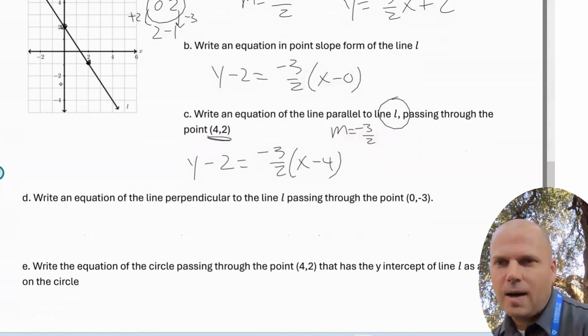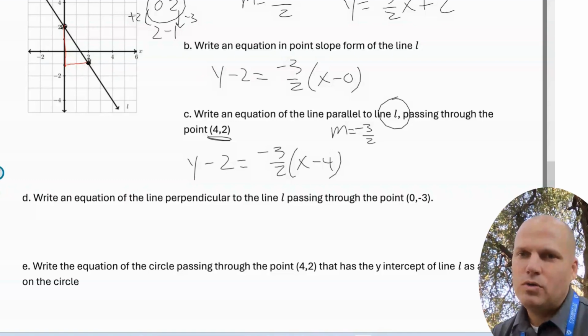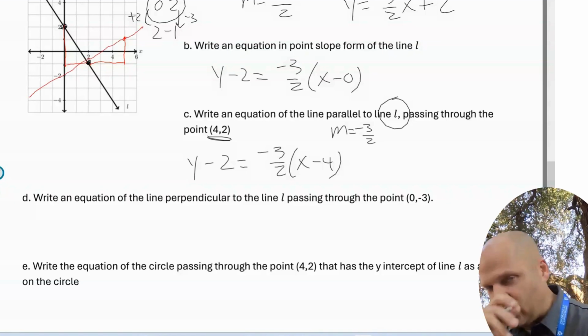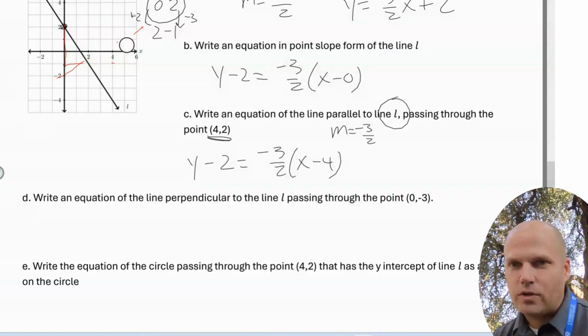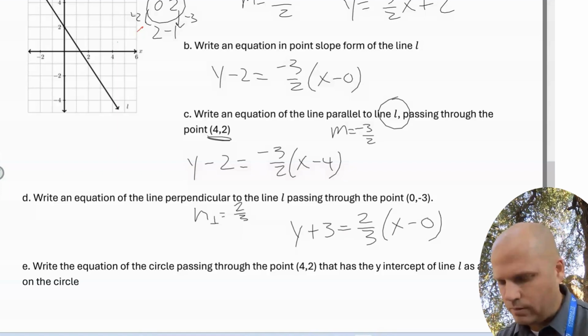Perpendicular lines, opposite reciprocal slopes. If you have a rise over the run, if you go down 3 over 2, you need to go over 3 up 2. You kind of have to do the inverse in terms of your direction. So that's very important. If your slope is negative 3 halves, a perpendicular slope is going to be positive 2/3. And we have y minus y1 equals m times x minus x1.